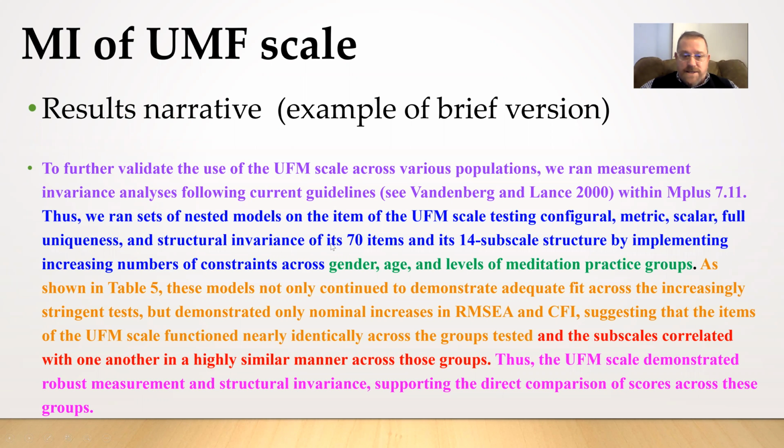In this data set, we didn't. In this paper, we didn't. We just said we tested all of those across gender, age, and levels of meditation. We talked about the fit in this next sentence and mentioned that we also had structural invariance. The subscales correlated with one another in highly similar manner across those groups. Thus, the UFM scale demonstrated robust measurement and structural invariance, supporting the direct comparison of scores across these groups.